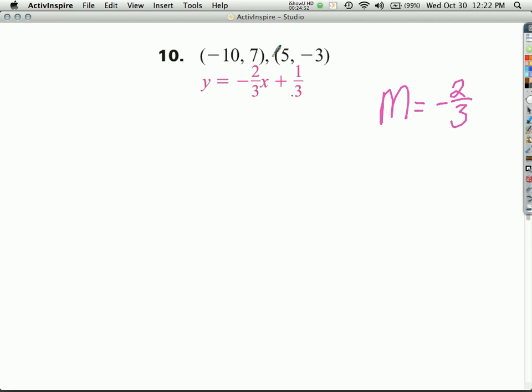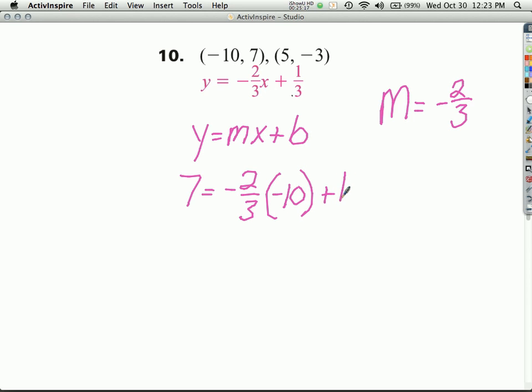So now we need to pick one of these points to work with. Which one should we work with? Which one do you think would be easier? Come on. Negative 10, 7. That's fine. So we're going to plug it into y equals mx plus b. So let's plug it in. The 7 goes here. The slope is negative 2/3. X is negative 10 plus b.